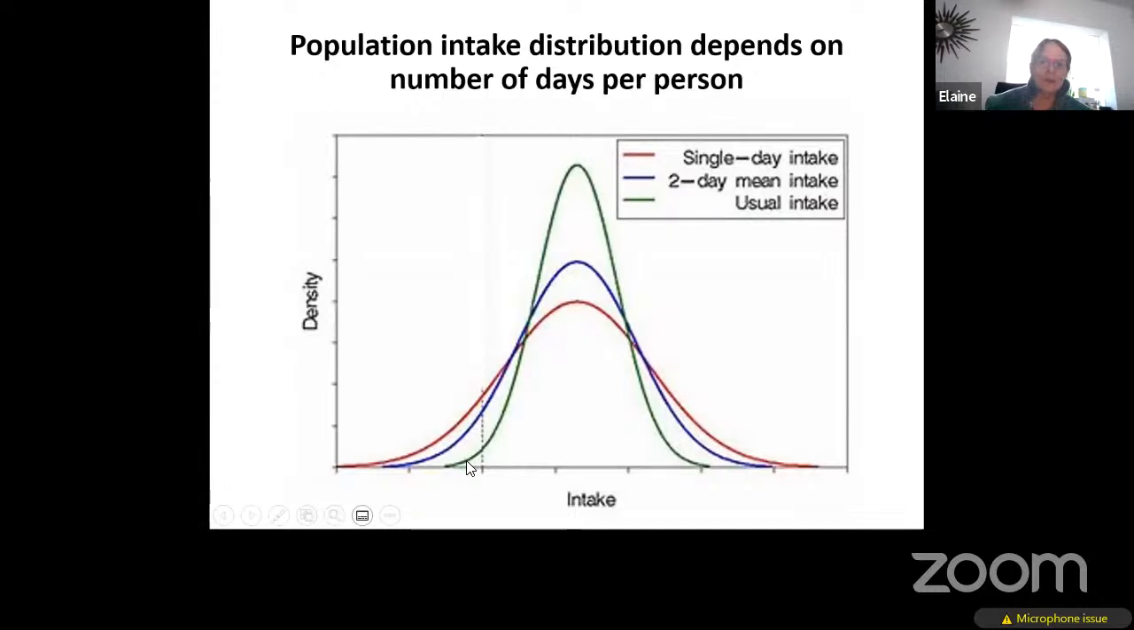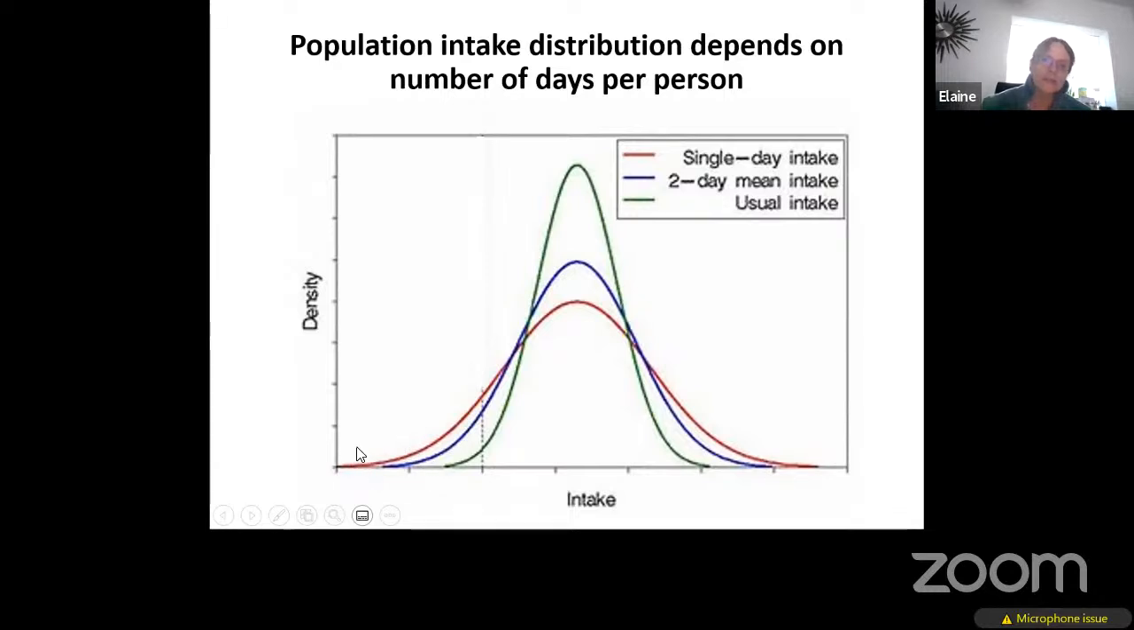If we've got usual intake, this is what we're looking at now. Instead of the requirement distribution, we're looking at the nutrient distribution for an individual, for one nutrient. Let's say this could be zinc intake, for example. If we've got usual intakes, that is reflected here in the green line, so you see that distribution is narrow. If we've got maybe 1 or 2 days of intake, you'll see that the distribution is quite a bit wider if the intake distribution for the population is based on 1 day.